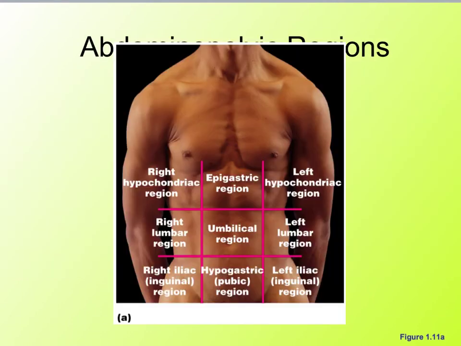Here we see abdominopelvic regions. A lot of times they will refer to an area of the abdomen according to what region it's in. And you can see each of these are labeled. You have the right and left hypochondriac region, and in the middle is the epigastric, the right and left lumbar, the right and left iliac, and then you have the umbilical and hypogastric or pubic region.